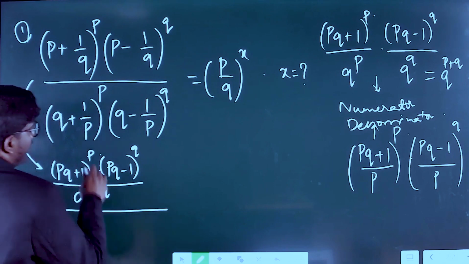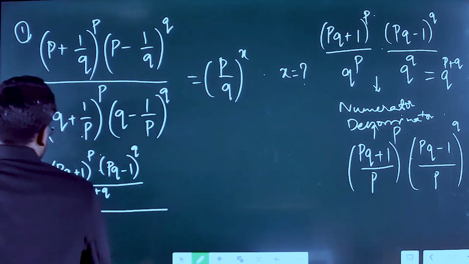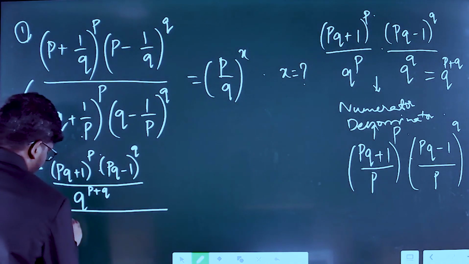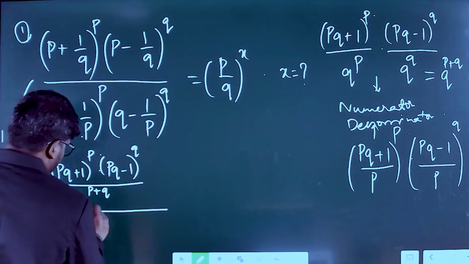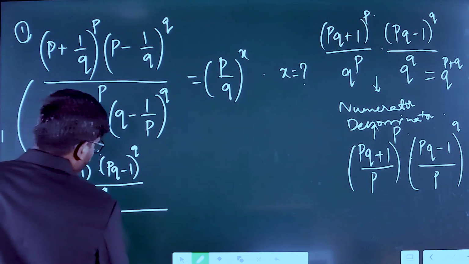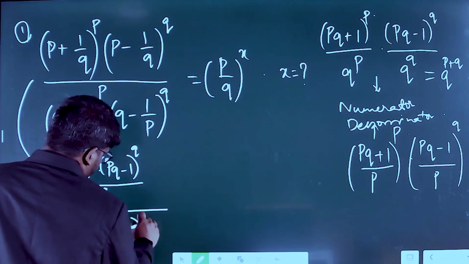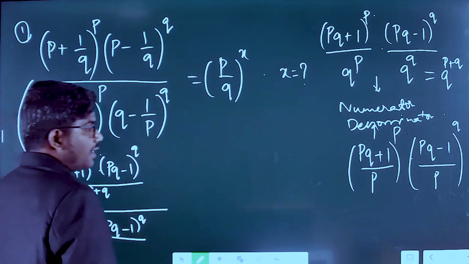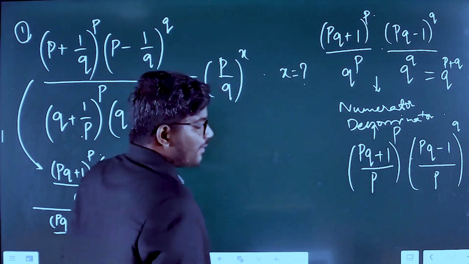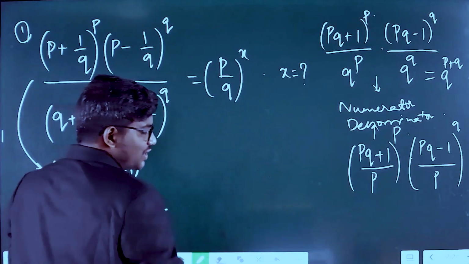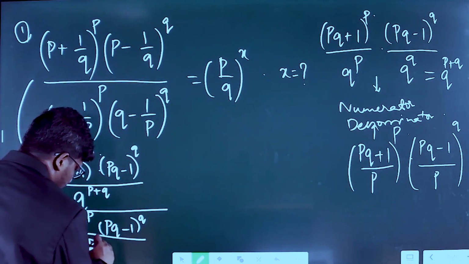Divided by the denominator. The denominator can be written in this format. So that will be (pq + 1)^p into (pq - 1)^q by, this is again p^p into p^q, right? a^m into a^n shall be a^(m+n). So the denominator will be p^(p+q).